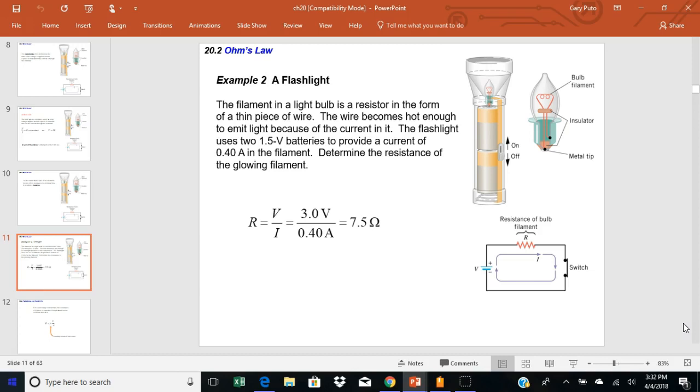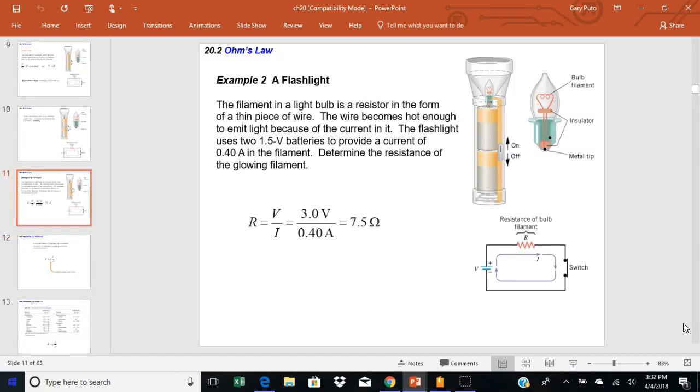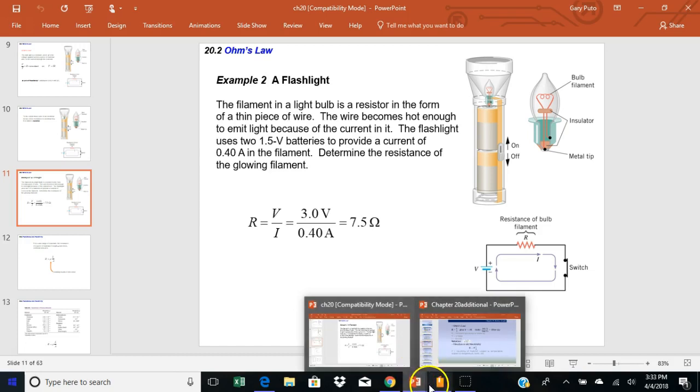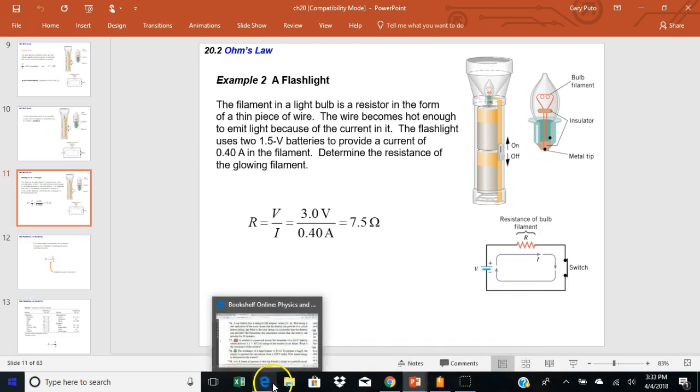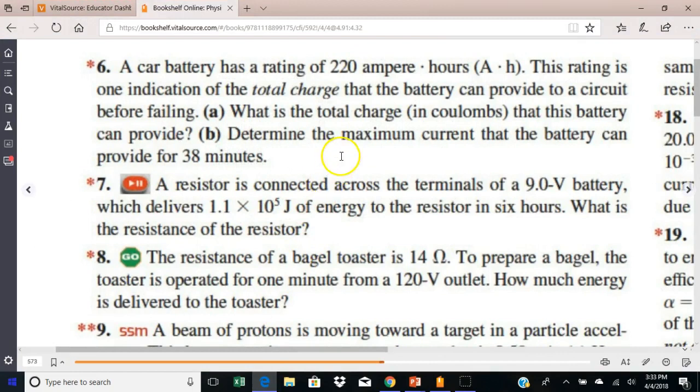That's basically Ohm's law. We talked about current, I, and R. You're already familiar with voltage. Let's look at a couple of example problems here at the end of the chapter. Problem number 6 at the end of the chapter.